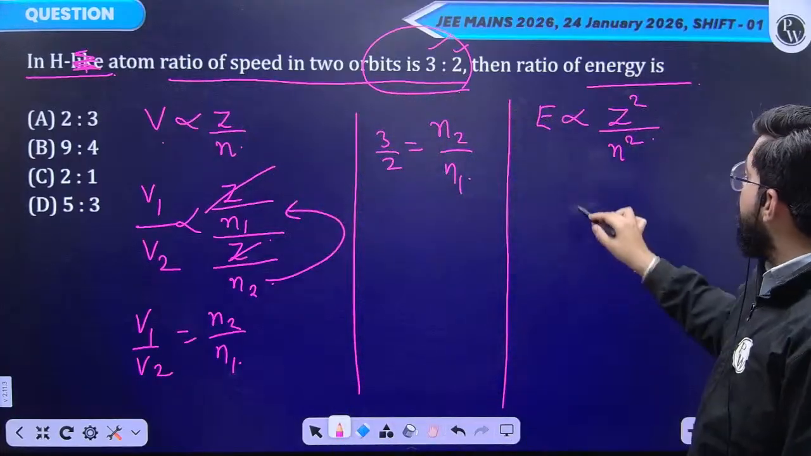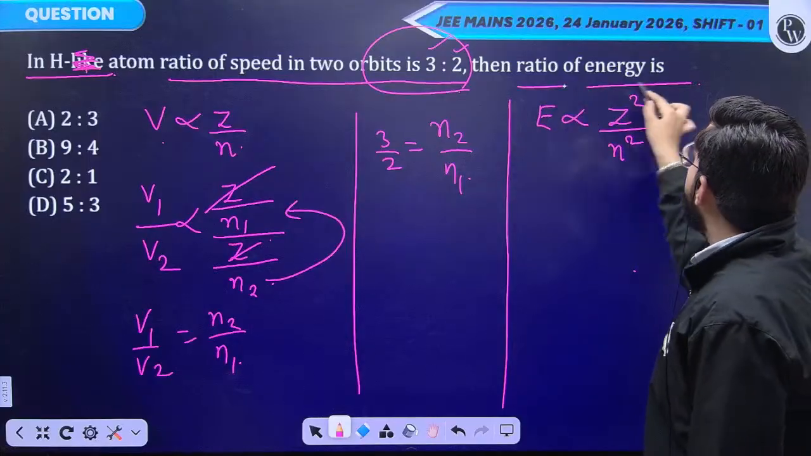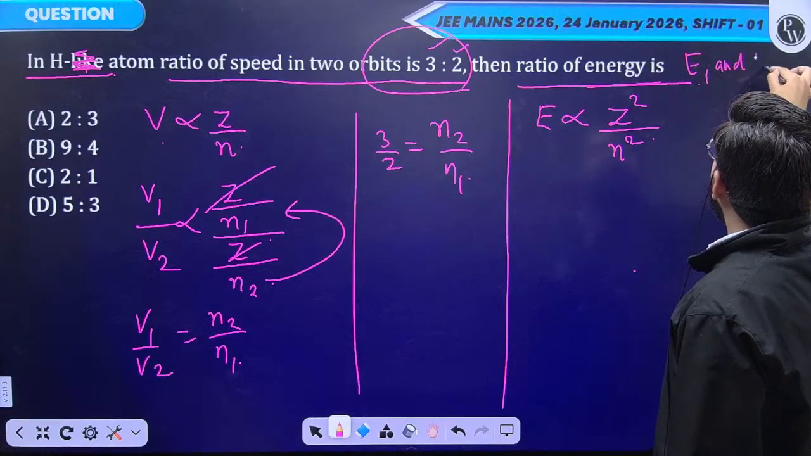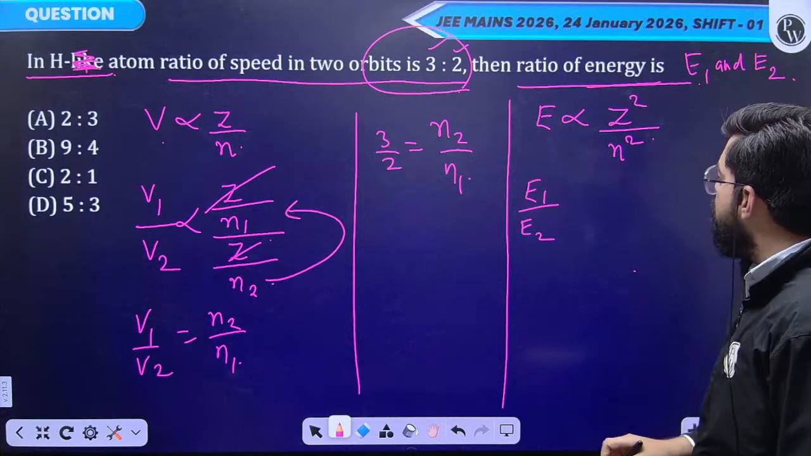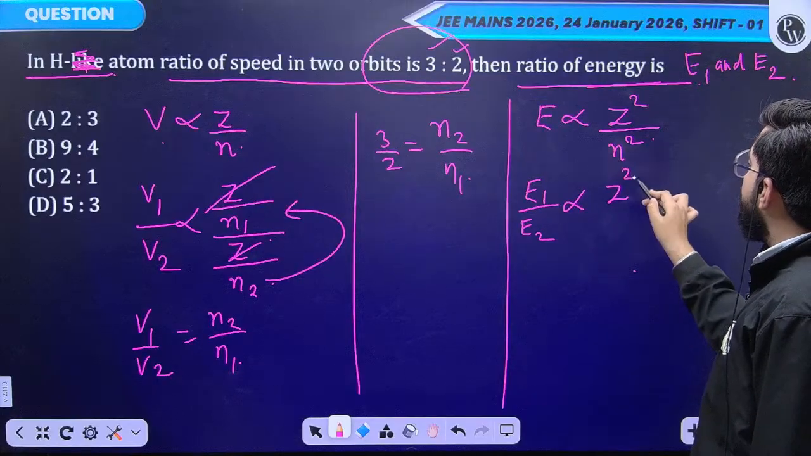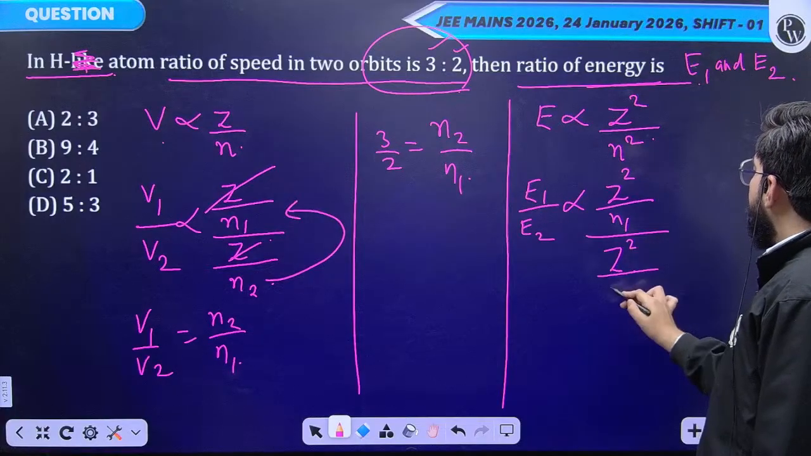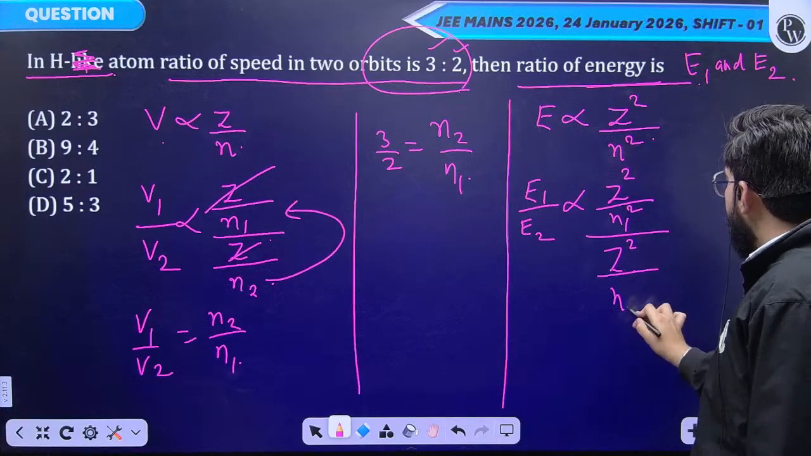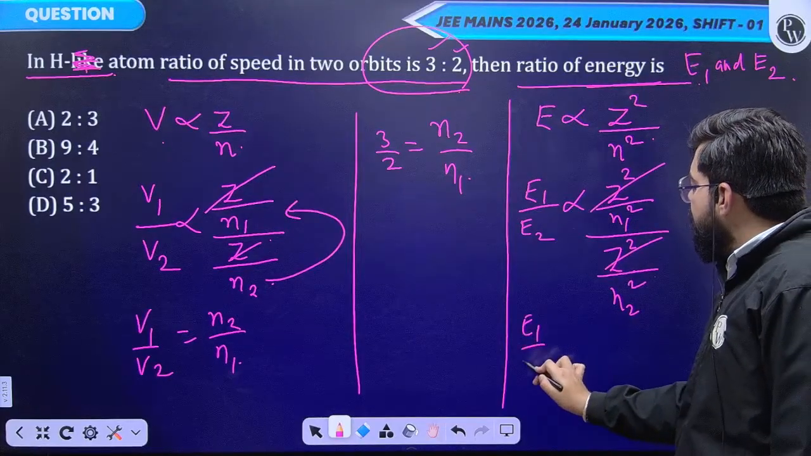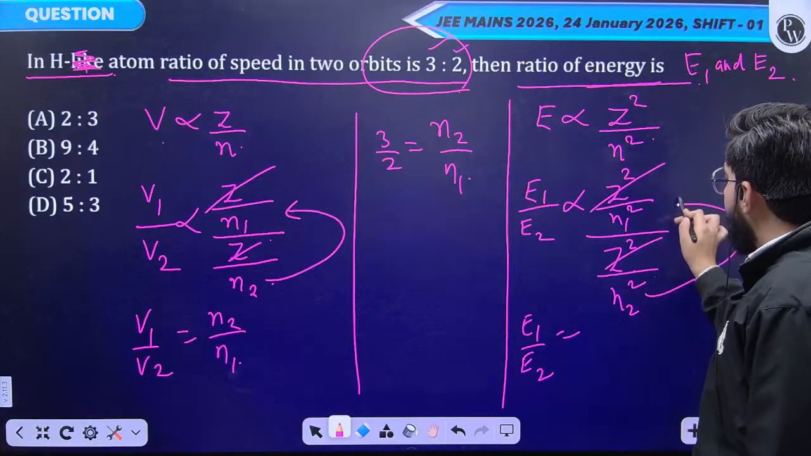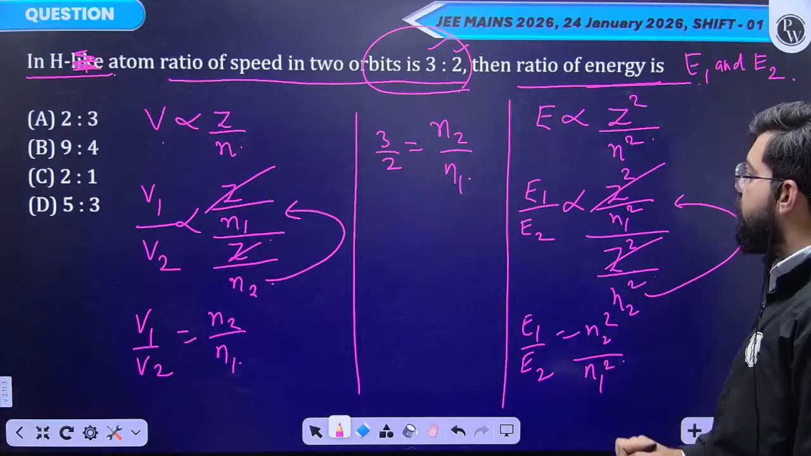Now, when we talk about the energies, definitely they are asking the ratio of energy. That means E1 and E2 we have to take. So E1, same procedure, E1 upon E2 proportional to Z square upon N1 square divided by Z square upon N2 square. So Z square cancels. So E1 upon E2 will shift here: N2 square divided by N1 square.